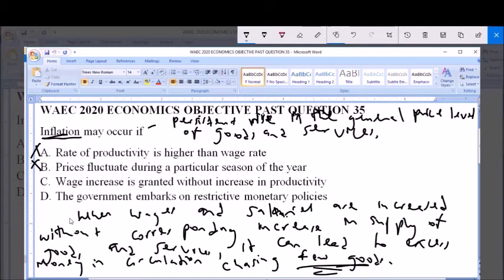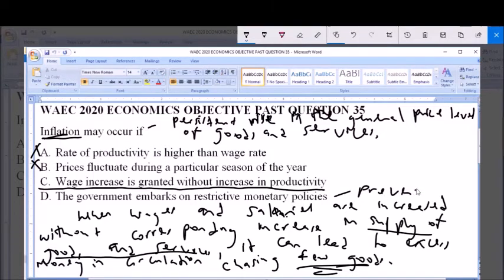So this is what happens when wages and salaries are increased and there's no corresponding increase in supply of goods and services, that is increase in productivity. So option C, wage increase is granted without increase in productivity, is linked to inflation and is the correct answer to this question. The government embarking on restrictive monetary policies, which is option D, is usually done to prevent inflation. So it is not the correct answer to this question. So option C, as we have rightly established, is the correct answer to this question.